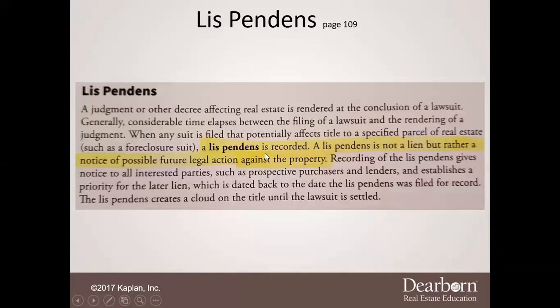Got it. A lis pendens. This is new. A lis pendens is a public notice of possible future legal action. So when you fall behind on your mortgage payments, a lender will usually file a lis pendens in the public records. It basically says you're behind on your mortgage payments, and there may possibly be a future legal action pending.